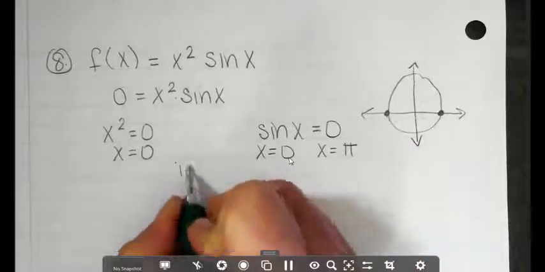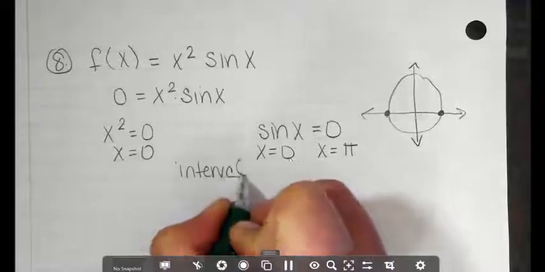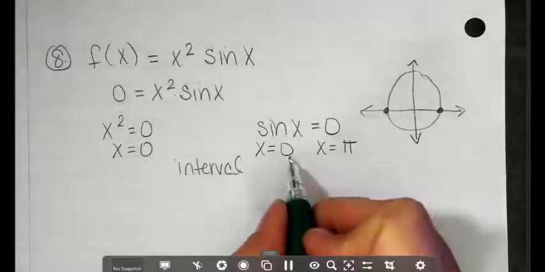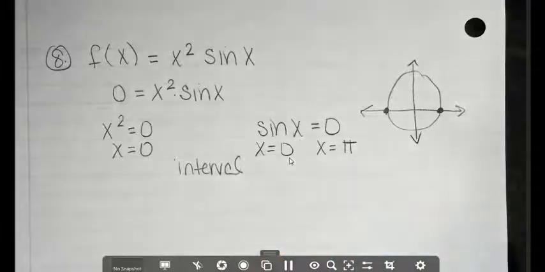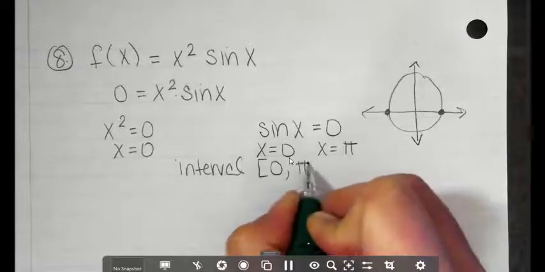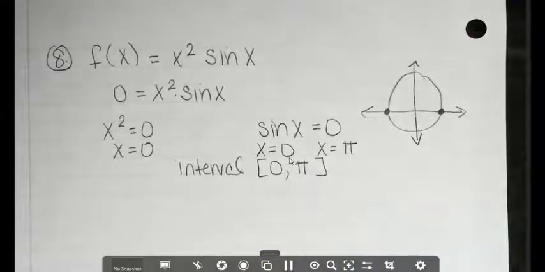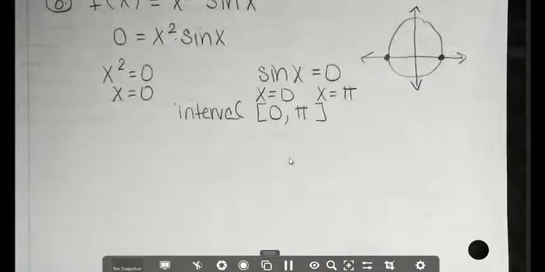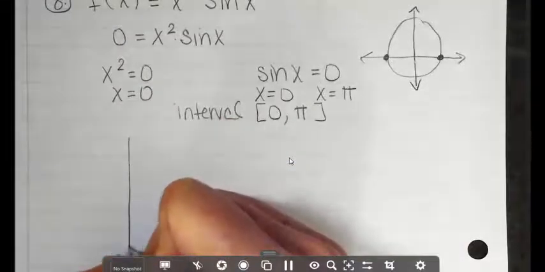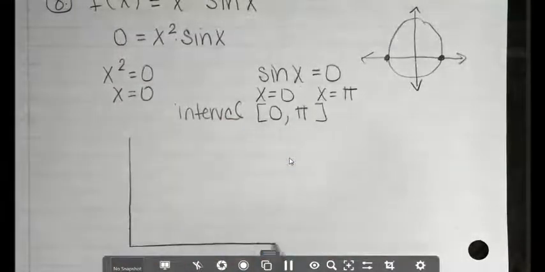So I know that my interval that I care about right now, and this repeats itself, but I'm just going to go ahead and use the one closest to the origin. I know that my interval then is going to be from 0 to pi. Okay? So let's get a graph of what this thing looks like on that interval.